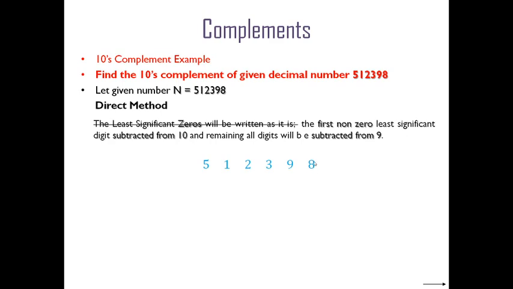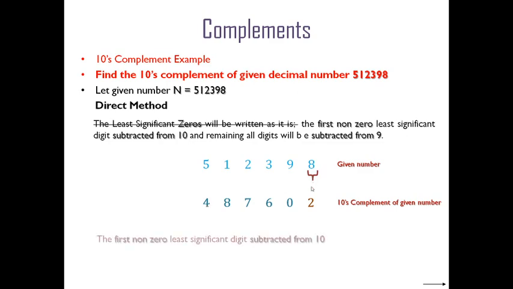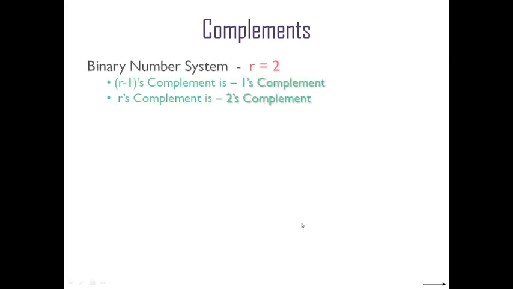So we have to subtract this from 10. 10 minus 8 is 2. The remaining digits will all be subtracted from 9. So we will get 2, 10 minus 8 is 2, the remaining: 9 minus 9 is 0, 9 minus 3 is 6, 9 minus 2 is 7, 9 minus 1 is 8, 9 minus 5 is 4. And as the explanation, this 8 is the first non-zero least significant digit, subtracted from 10, and the remaining digits are subtracted from 9. Like this. Okay, now we will go for the binary number system, where the radix is 2.